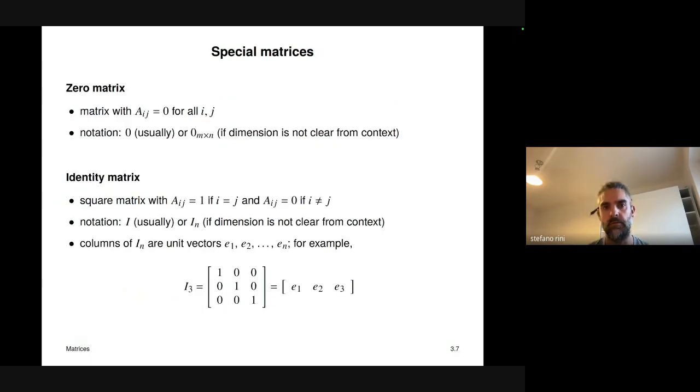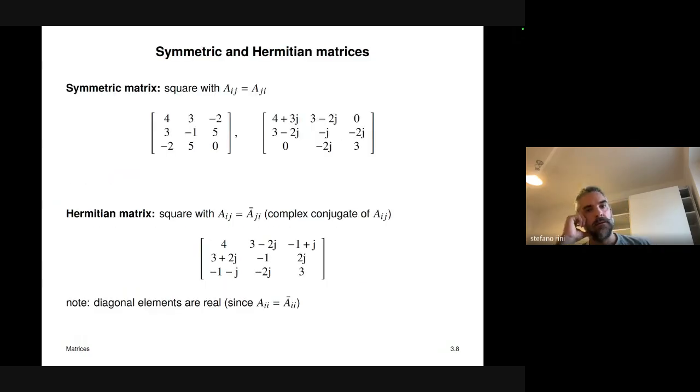Of course, we have our special cases, the matrix of all zeros, and then the identity matrix, which is the matrix that has all ones on the diagonal, which you can see as a stacking, either column-wise or row-wise, of the unit vectors E. Then symmetric matrices are what you expect. The element in position ij is equal to the element in position ji. And then the Hermitian matrix is a matrix in which the element in position ij is the complex conjugate of the element in position ji.